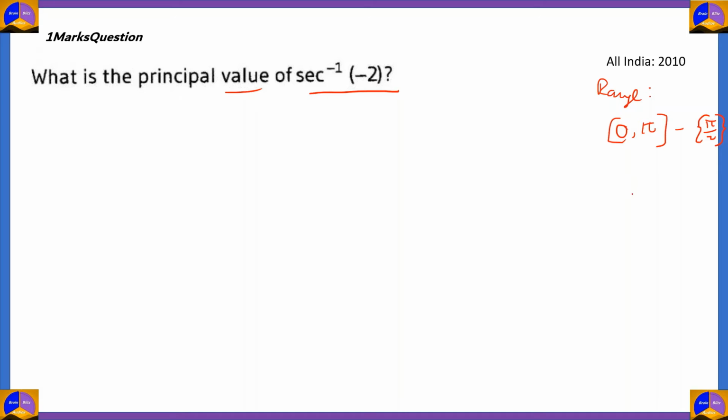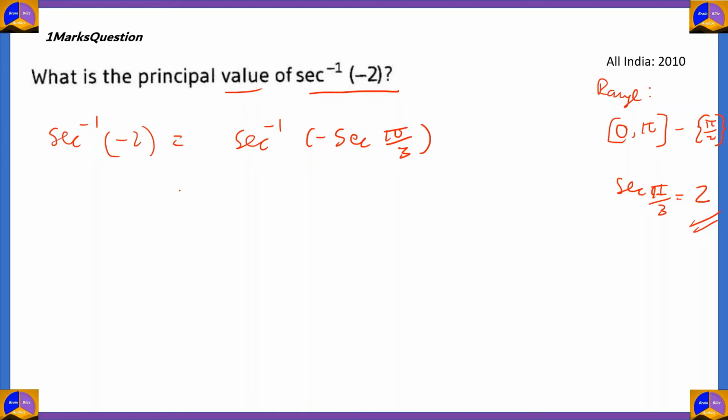And when we have studied trigonometric functions last year, you would know that sec pi by 3 is equal to 2, because sec pi by 3 is 1 by cos pi by 3. That is 1 by 1 by 2, which is equal to 2. Now, since sec pi by 3 is 2, we can write sec inverse of minus 2 as minus sec pi by 3. So sec inverse of minus 2 will be equal to sec inverse of minus sec pi by 3. Sec inverse and sec get canceled, so we get minus pi by 3.